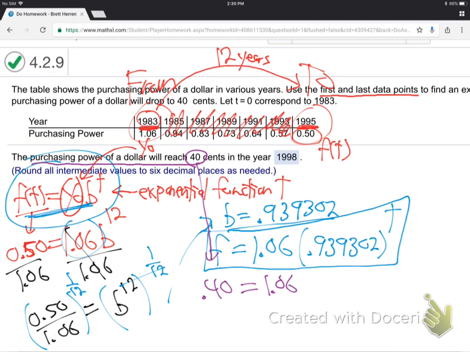40 cents for F, right there. And then 1.06, 0.939302 to the t. That's right. And now I've got to solve that for t, which is far from easy. I'm going to go to a fresh screen if you're okay with that. So this is, what number is this? I forgot what number this is. Whatever, I'm going to keep going.